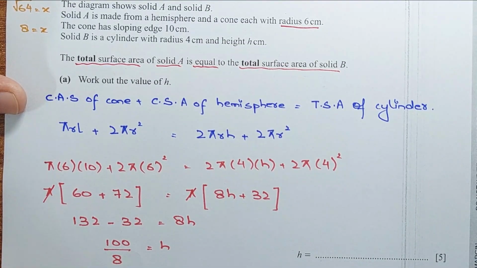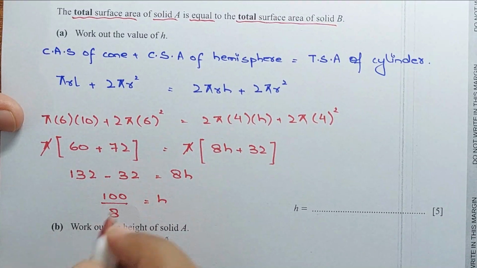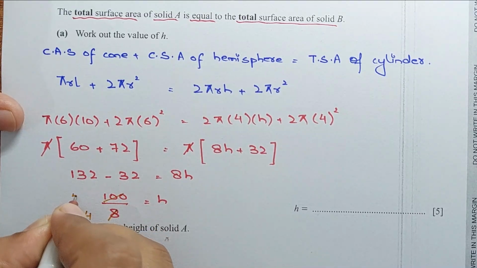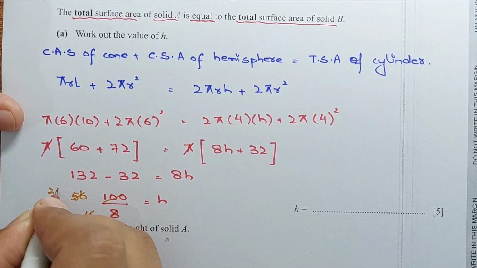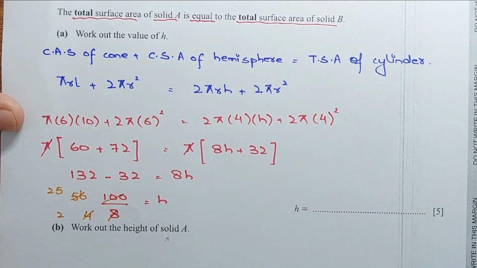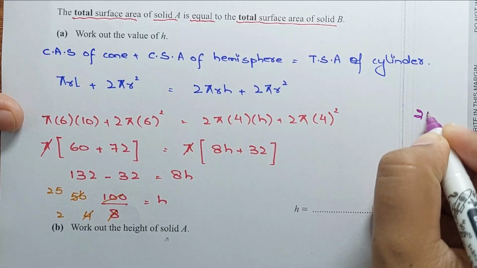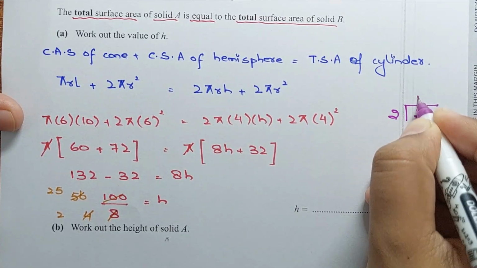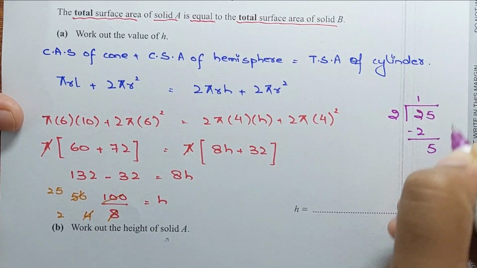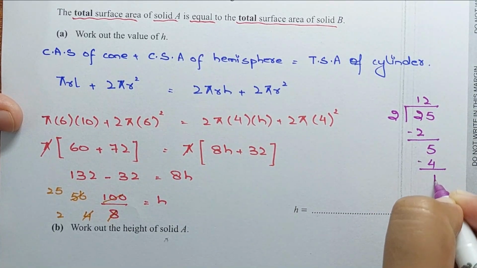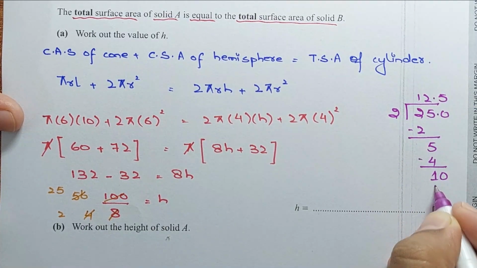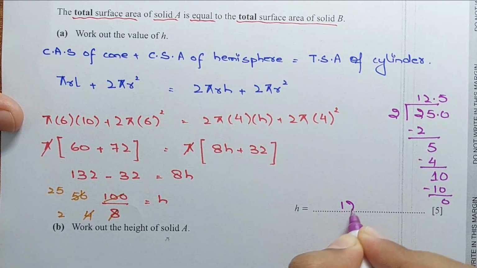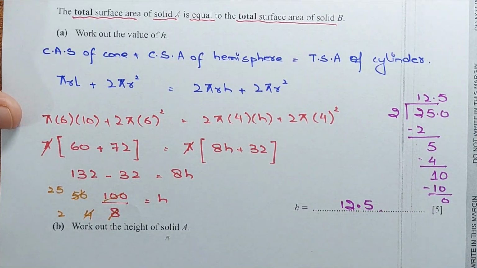From 100, divided by 8, that is a decimal, I guess. Let me divide: 8 goes into 100 twelve times, with 4 remaining. Bring down the 0, 40, and 8 times 5 is 40. So it is 12.5, the height in centimeters.